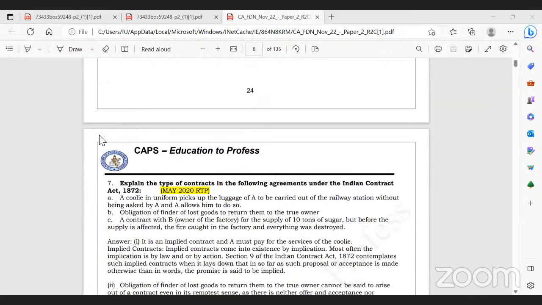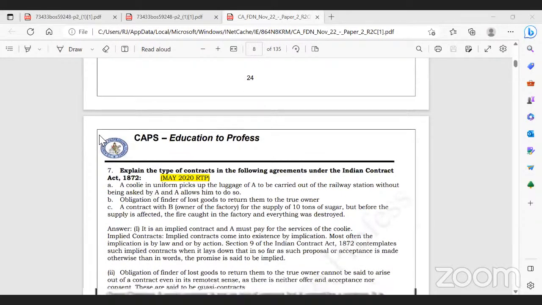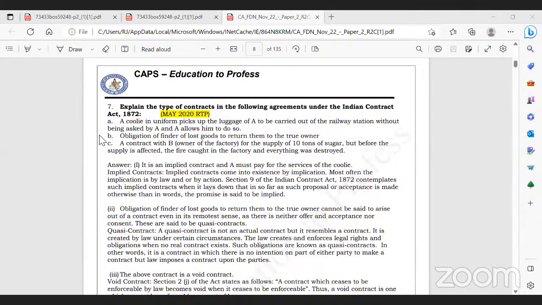Explain the type of contracts in the following agreements under the Indian Contract Act 1872. First sub-question: a coolie in uniform picks up the luggage of A to be carried out of the railway station without being asked by A, and A allows him to do so. Implied contract. Remember, we had done this? Yes, sir.